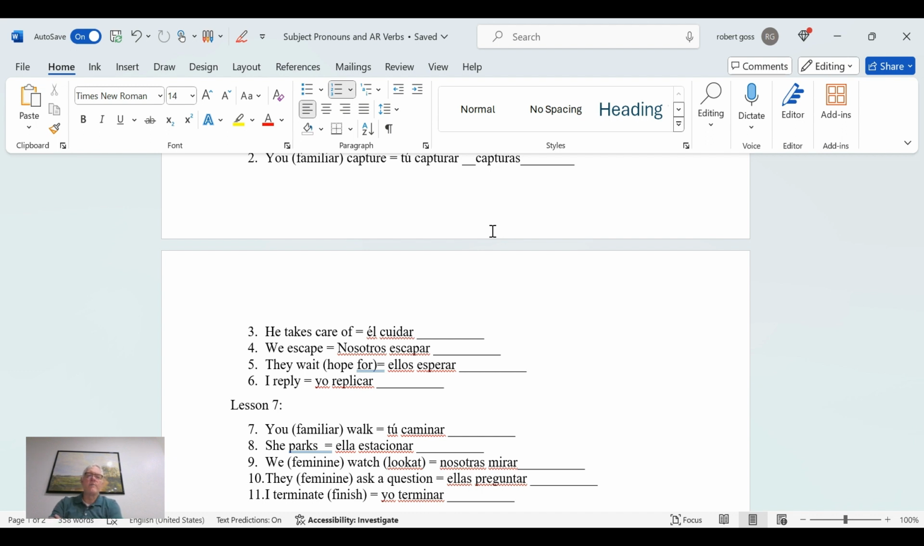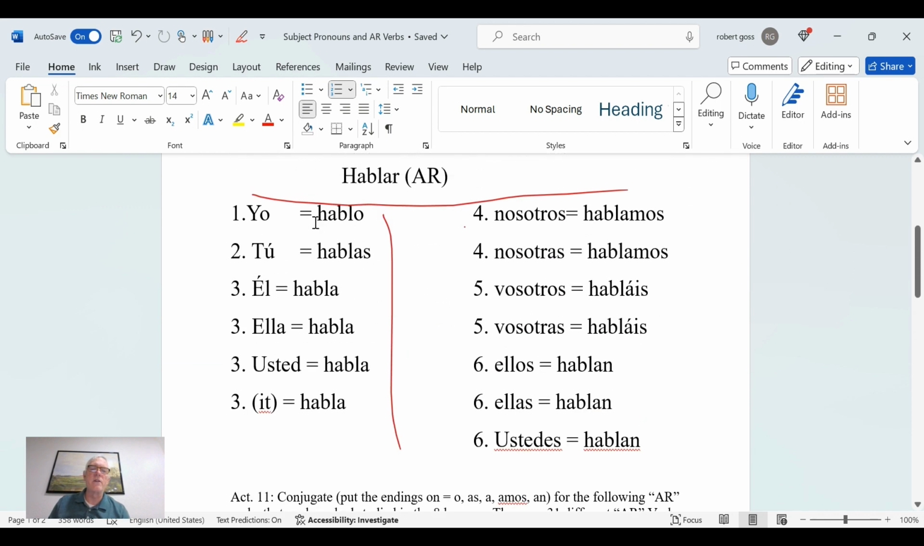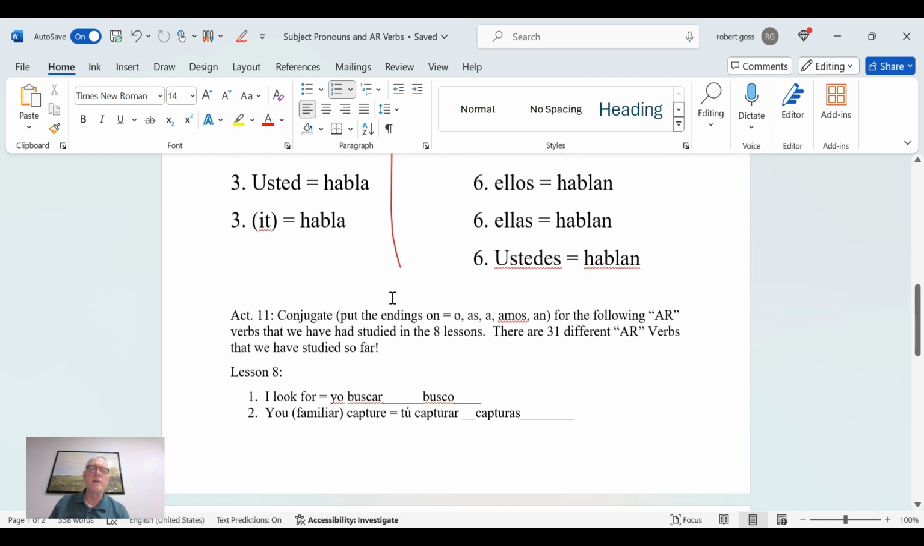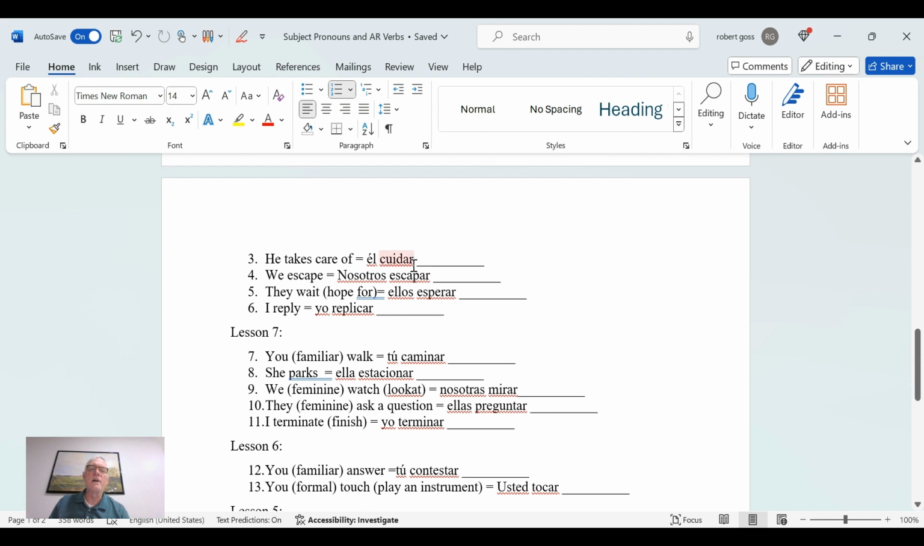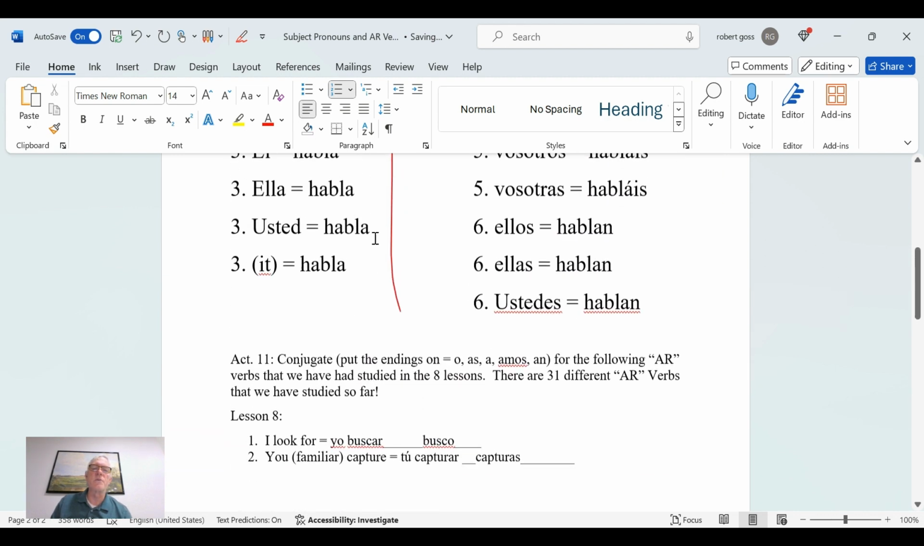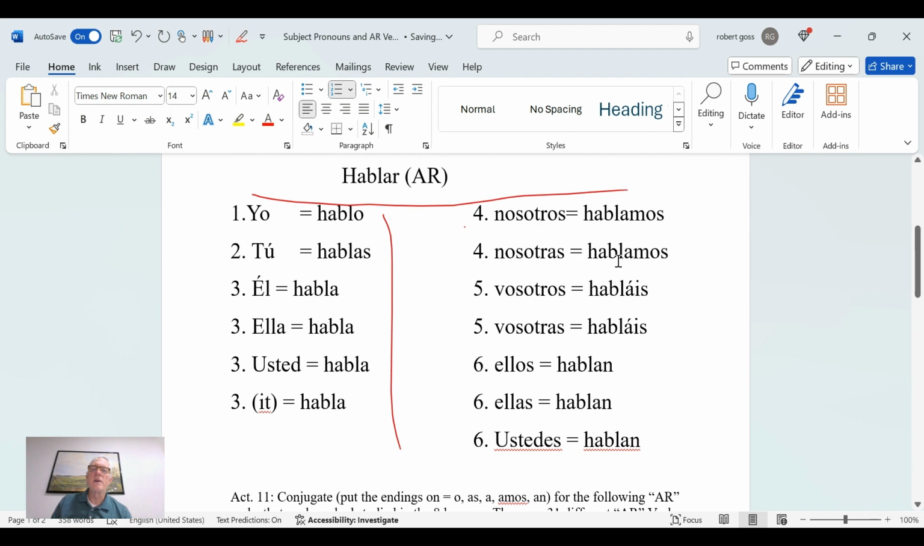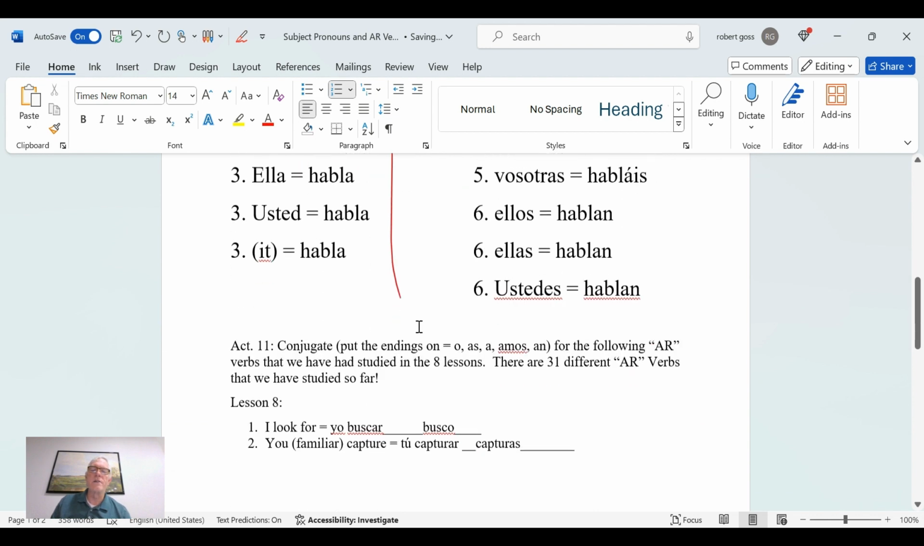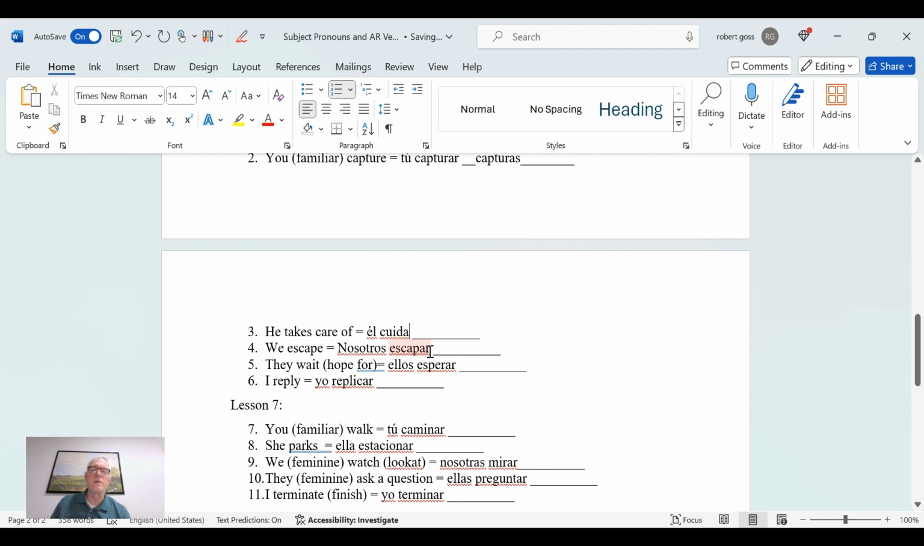Okay, we're back. Number 3, he takes care of. Well, care would be cuidar. Él, we're going to cross off the AR. And since it's él or he, we would put the A ending on it. Él cuida. Number 4, we escape. Nosotros. Well, nosotros with we, we put the AMOS ending on it. So it would be nosotros escapamos.